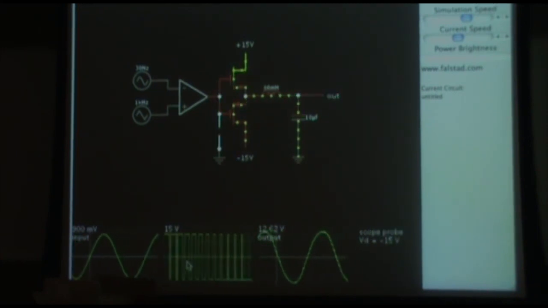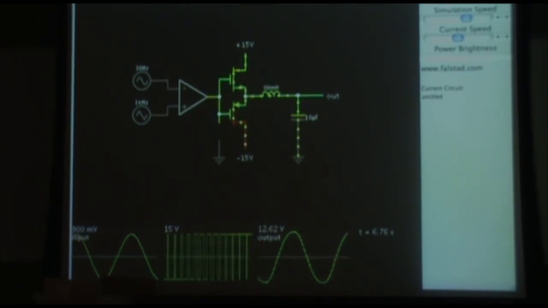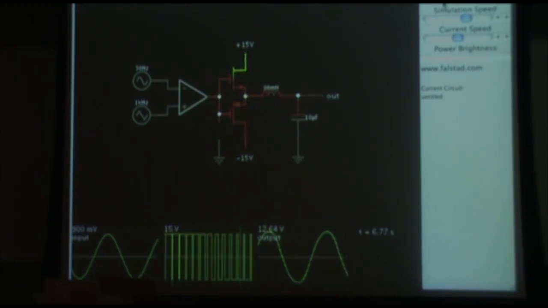So you'll notice the average of this area here that has very, very narrow peaks, very narrow on times, the average of this would be low. Whereas the average over here, where you're on almost all the time, would be very high.